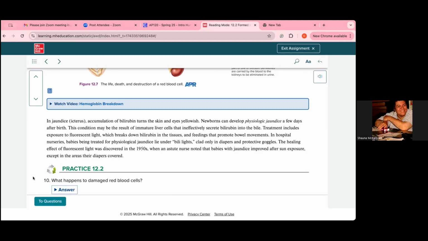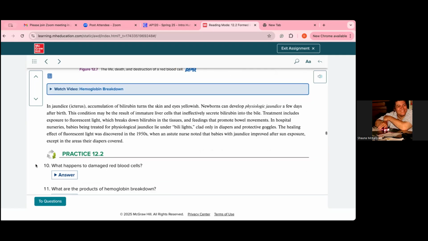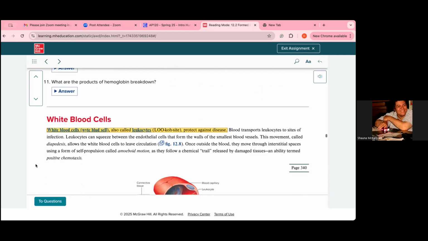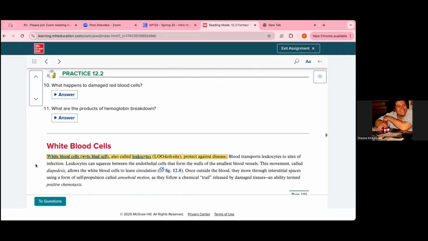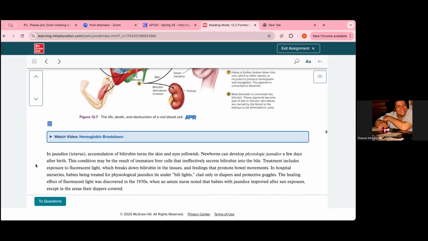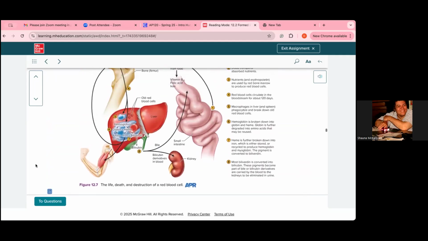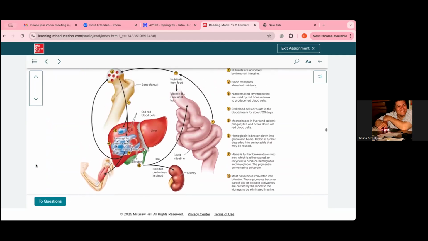Okay, let's scroll down. Okay, this is white. Wait, we need red. We still need the destruction of red blood cells. I think we need the picture. Go back up. Go back up. Because I think there was part of, yeah, okay, this thing here.